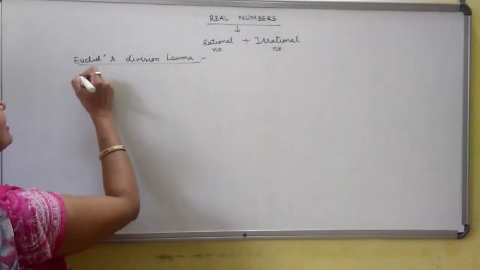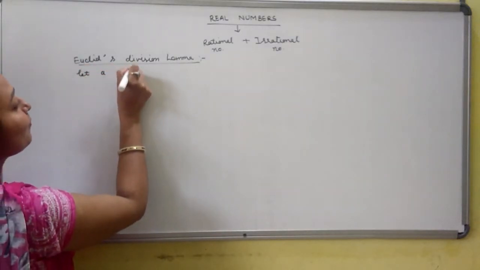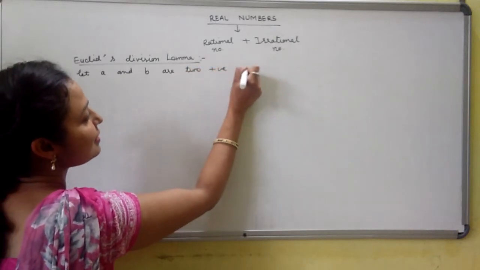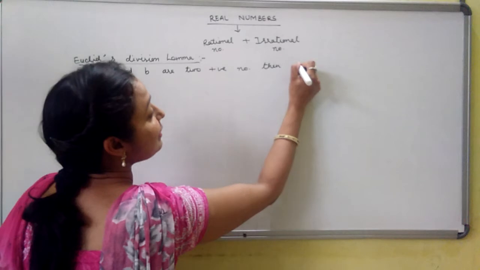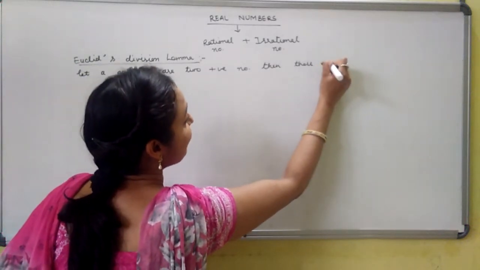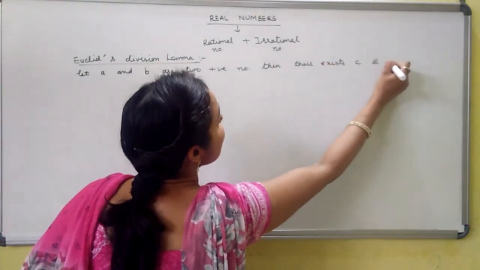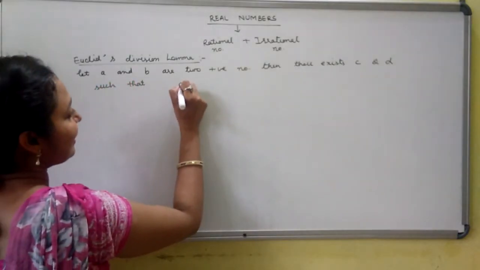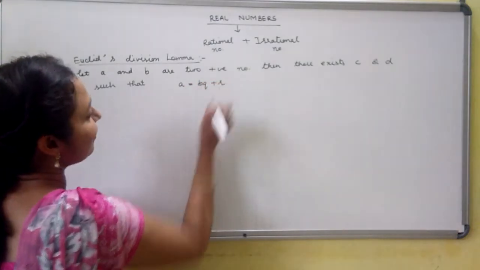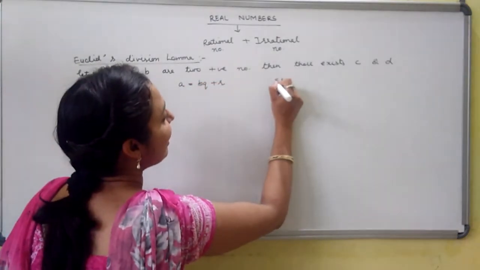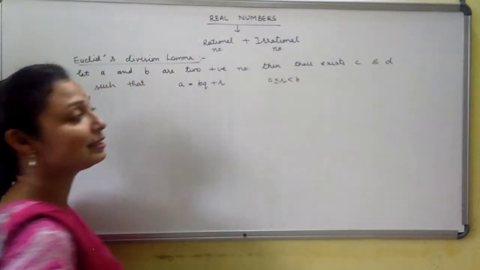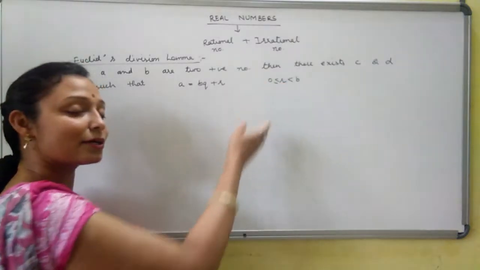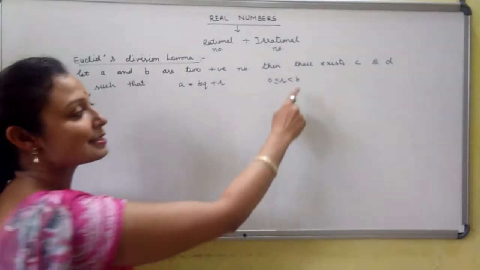What does this lemma say? Let A and B be two positive numbers, then there exist Q and R such that A is equal to BQ plus R. He also gave the condition that R should lie between 0 and B. It may be equal to 0 because it is a remainder. The remainder can be equal to 0 but can never be equal to B.